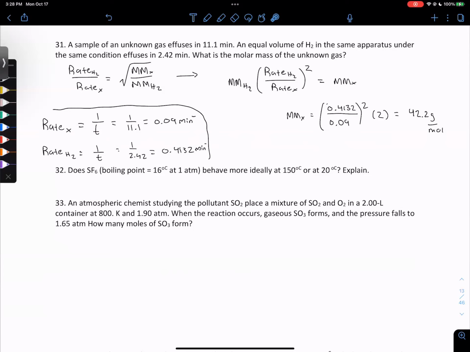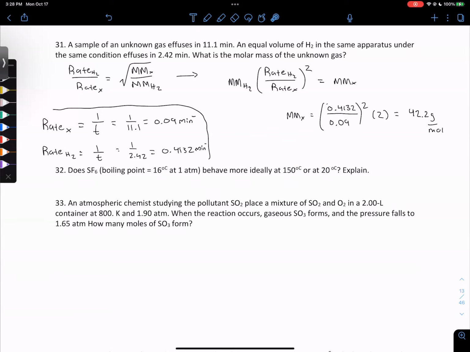Okay. Yeah, so here we know that a gas acts more ideal the further it is away from its boiling point. So if the boiling point is 16 degrees Celsius, it'll behave more ideally at 150 degrees Celsius rather than if it's really, really close to its boiling point. So that's another idea. We know that gases behave ideally at high temperatures and low pressures. But another key point is that they behave ideally the further you move away from its boiling point.